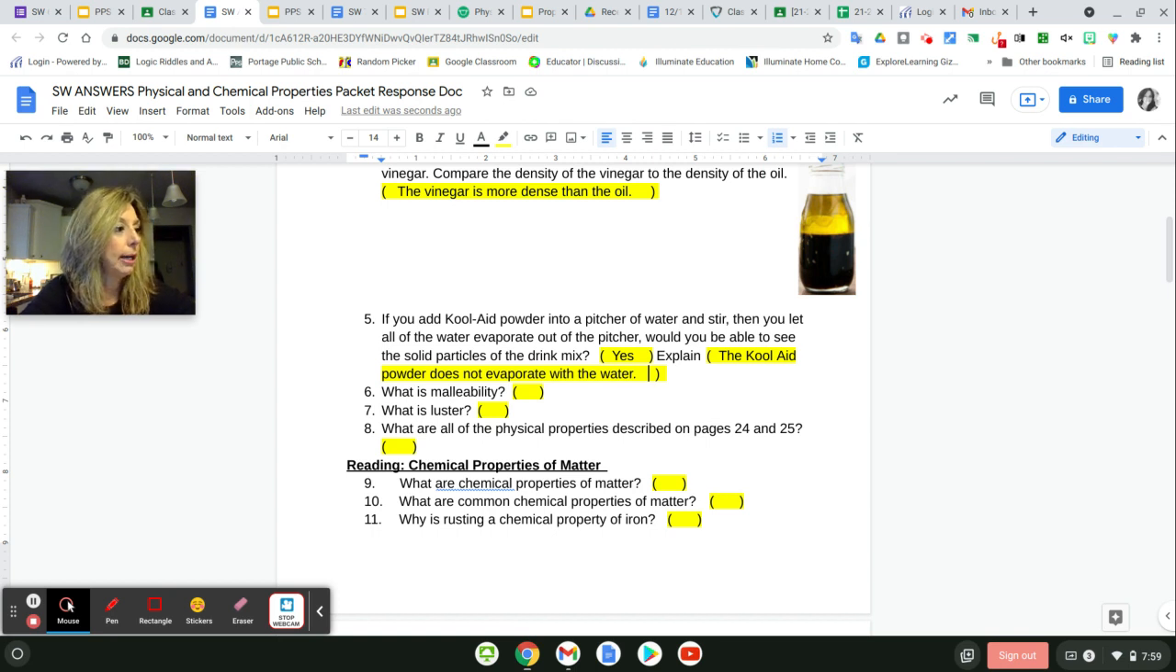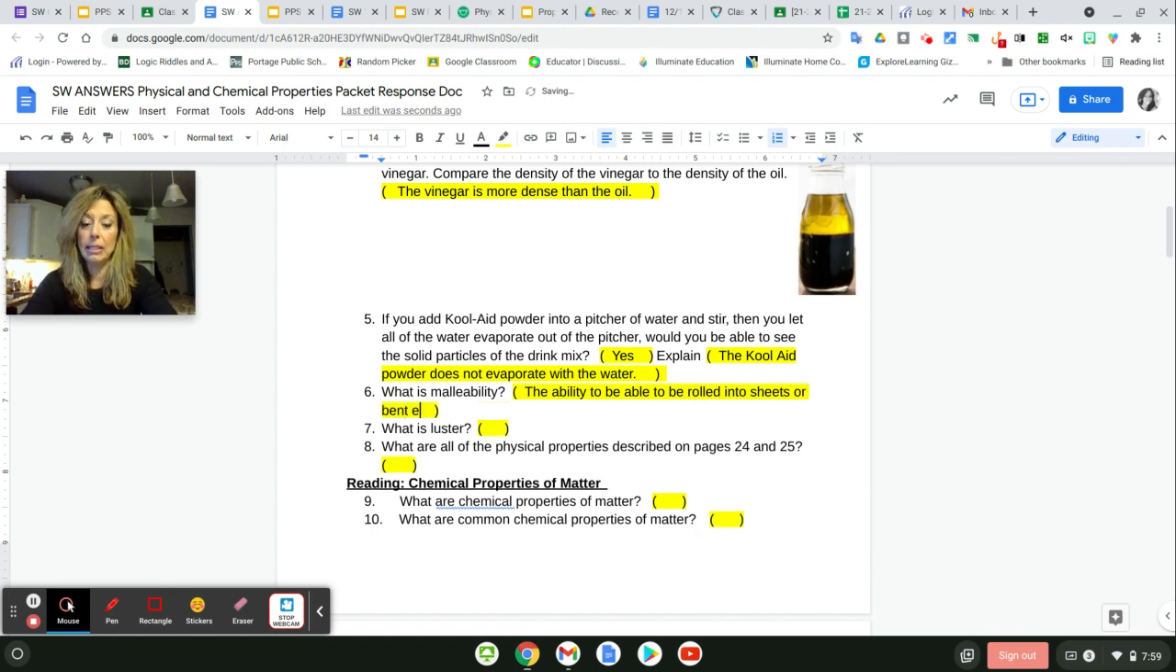Okay. All right. So let's look at what is malleability. All right. So malleability, that's the ability to be rolled into sheets, or we could say even bent easily. Okay.